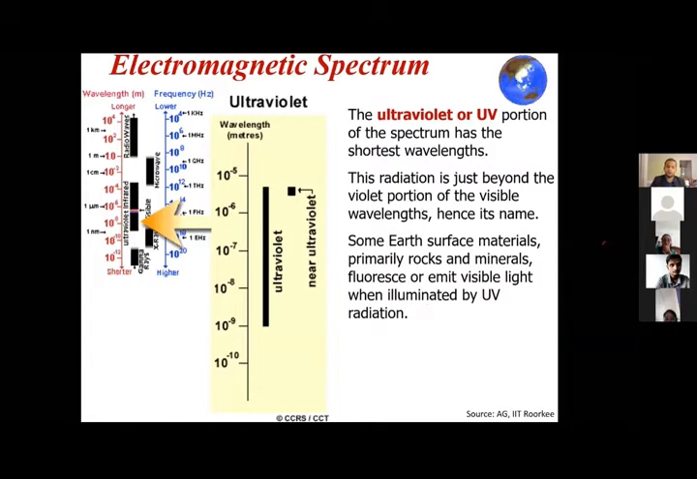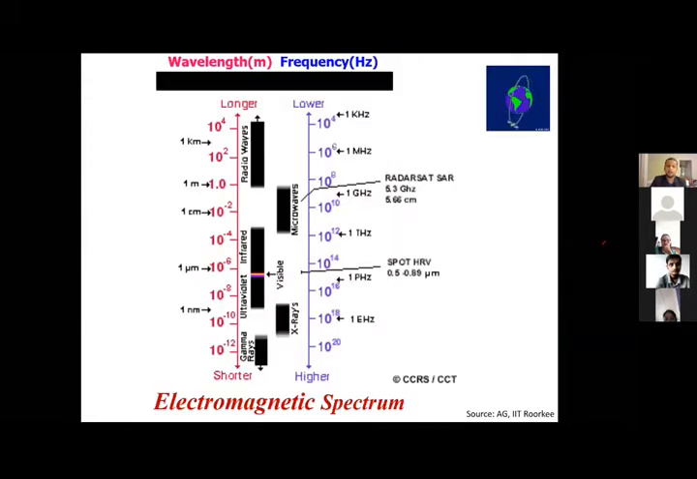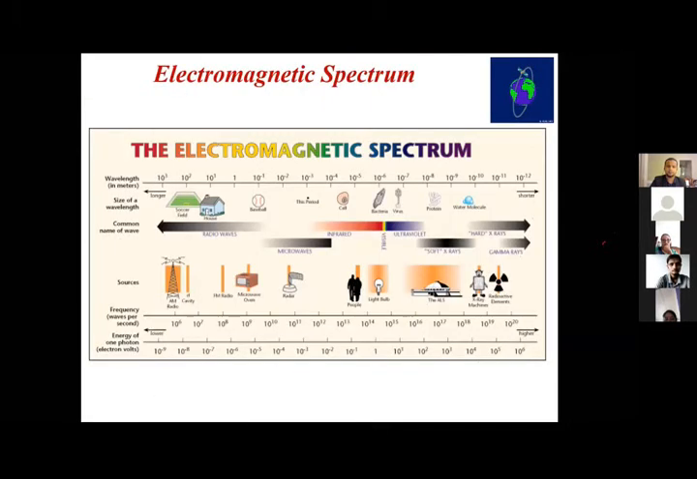So in remote sensing, if I go back to this slide, in remote sensing, we may not use X-rays and gamma rays for sensing. However, for remote sensing purposes, we generally use the spectrum from ultraviolet to radio waves, going through the visible part, infrared, microwaves.